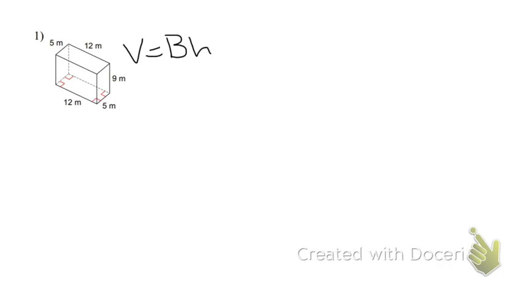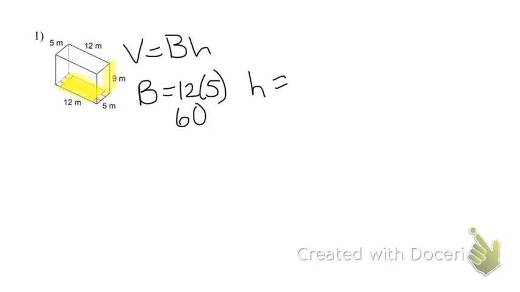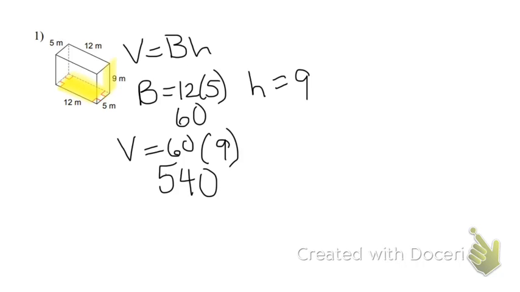B for this problem is a rectangle. This is the base right here. The area of the base would be 12 times 5, which is 60. The height of the prism is the length connecting those two rectangular bases. The height would be this 9 over here. So put it all together, the volume of this prism is 60 times 9, which is 540 cubic meters.